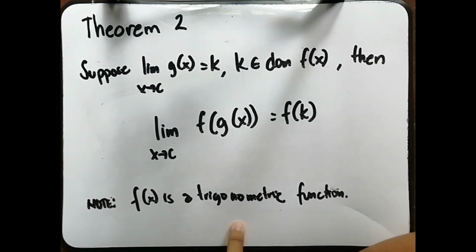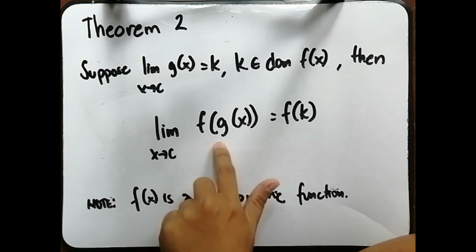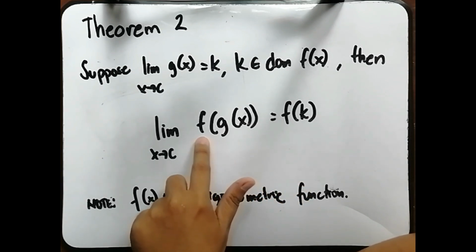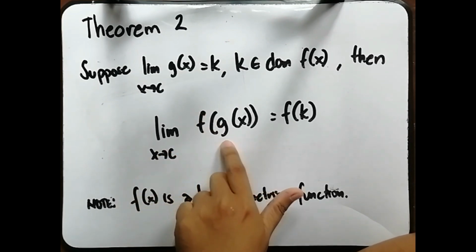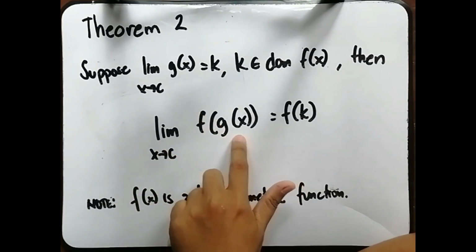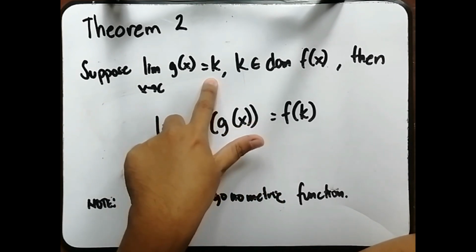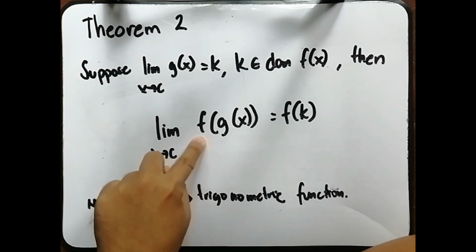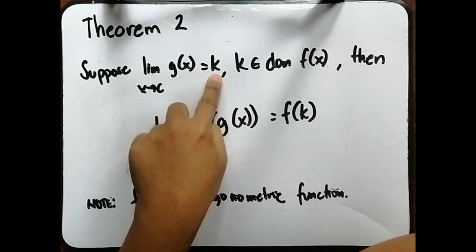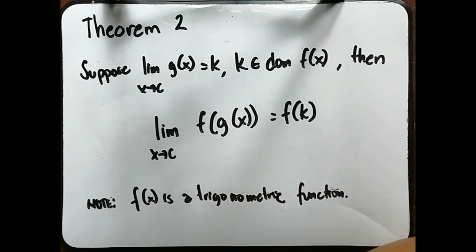So dito, parang sinasabi lang niya na meron tayo ditong composite function. Okay? So, f circle g, parang ganun ito. Ngayon, kung yung g of x natin dito, ang kanyang limit as x approaches c ay k na part naman ng domain ni f. So actually, pwede lang nating palitan si g of x nung kanyang limit. Okay? Magiging f of k na siya.